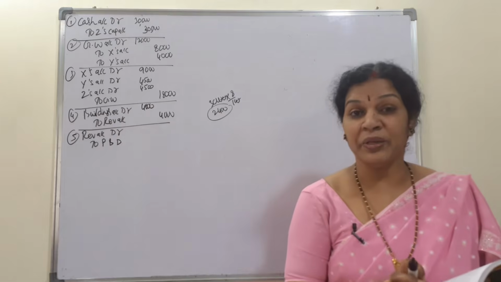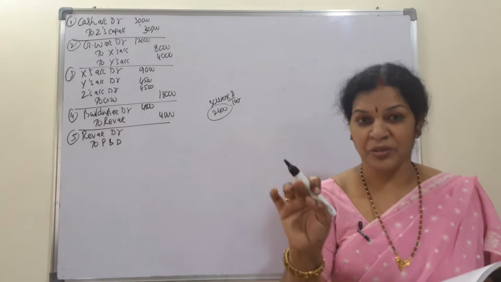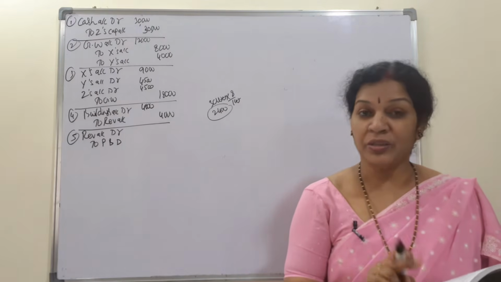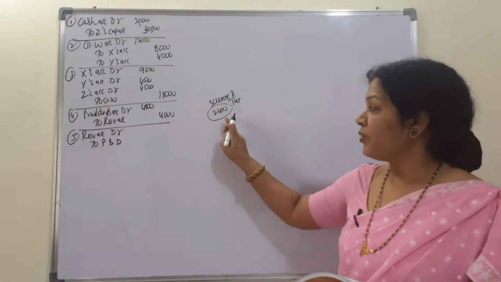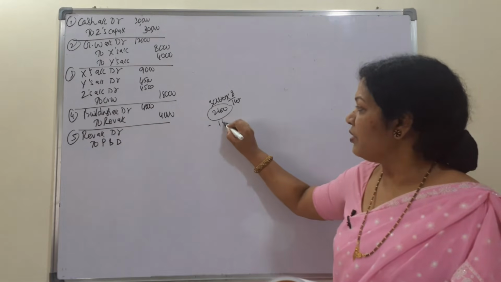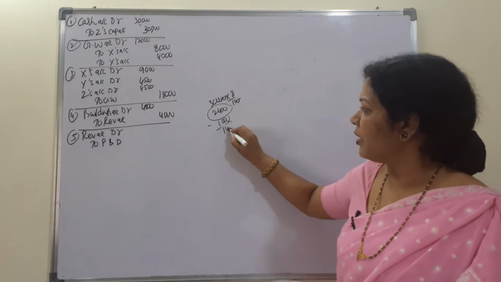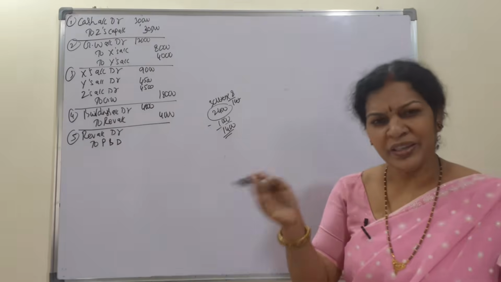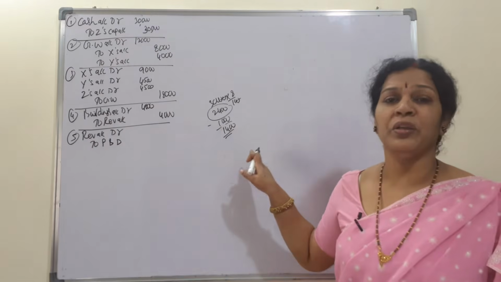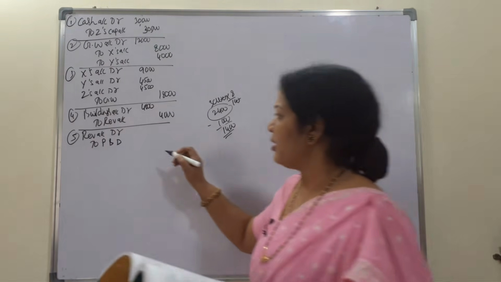But they have already deducted it in the balance sheet. Check out the balance sheet. In the balance sheet, 1,000 is already deducted. Out of 2,400, 1,000 is already deducted, which means we have to create only 1,400. So it comes to 1,400 only.